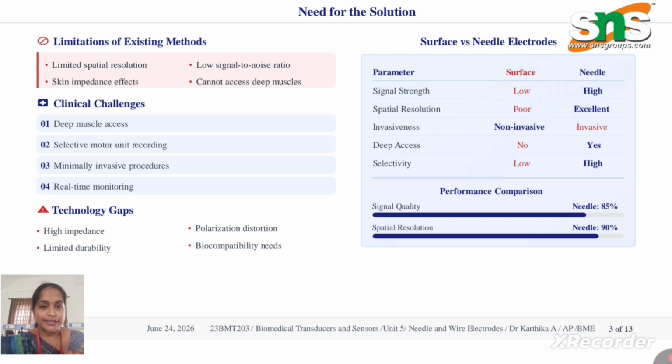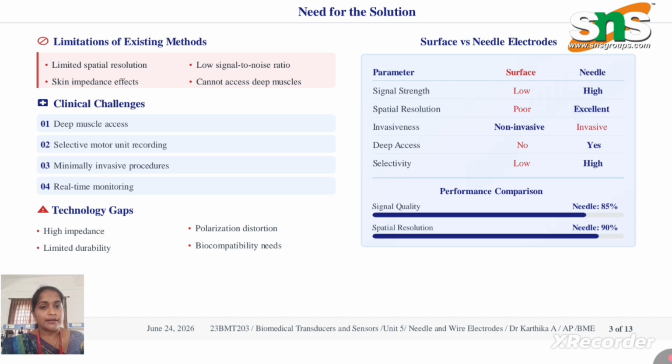See here the solution. We have so many limitations in existing methods. Here I've listed limited spatial resolution, low signal to noise ratio, skin impedance effects, and it cannot access deep muscles. The clinical challenges are deep muscle access, selective motor unit recording, minimally invasive procedures, and real-time monitoring. Here we have high impedance, polarization distortion, limited durability, and biocompatibility needs as technology gaps.